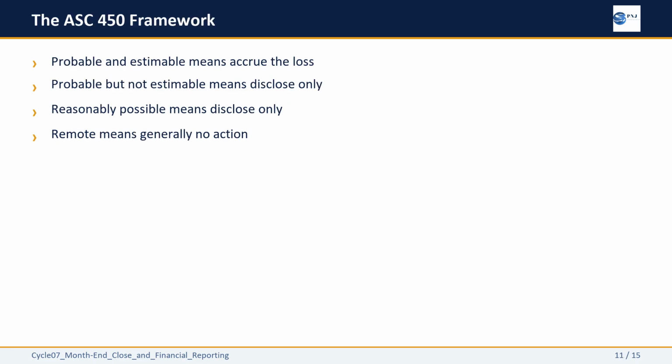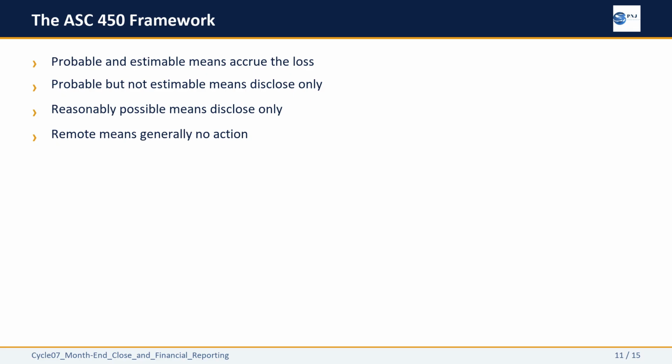Now for the framework that governs lawsuits, environmental claims, and similar risks. Accounting Standards Codification 450 turns on two questions. How likely is the loss and can you estimate it? If a loss is both probable and estimable, you accrue it, debiting the loss and crediting a liability at your best estimate. If it is probable but you cannot estimate it, you disclose only. If it is merely reasonably possible, you also disclose only. If it is remote, you generally do nothing at all.